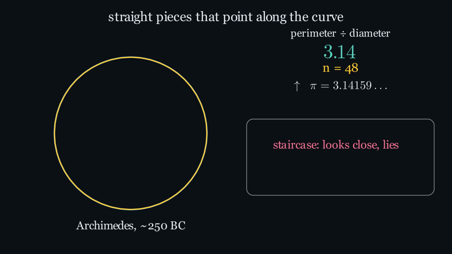Same spirit as the staircase, tile the curve with straight stuff, but the chords point the right way so their length tells the truth. The staircase looked closer to the circle and lied. The polygon looks rougher and is honest. That inversion is my favorite part.